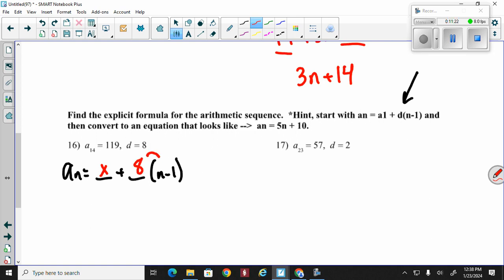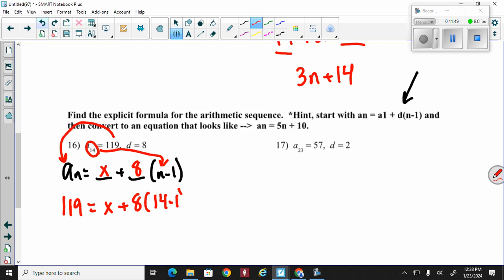Distribute, distribute. We already know this is 8. But we also need to know what a of n is and what n equals. We're going to take 119, plug it right there. We're going to take 14 and plug it right there. So that ends up being 119 is equal to x plus 8 parenthesis 14 minus 1.